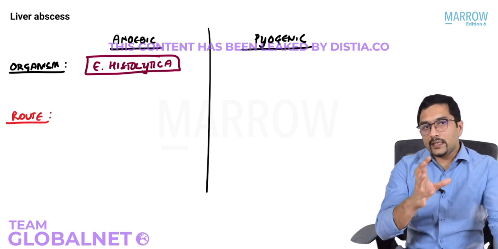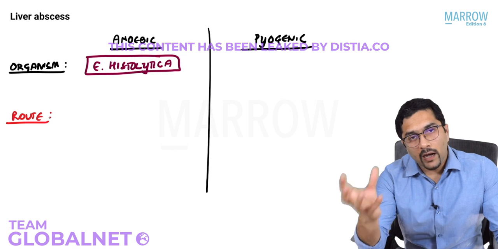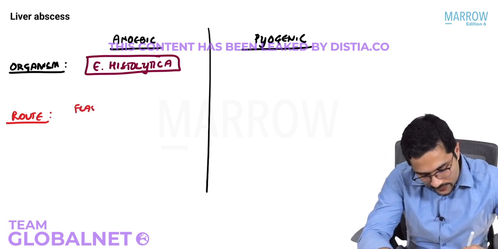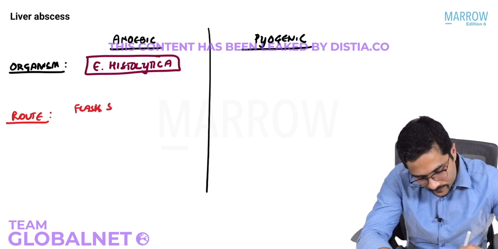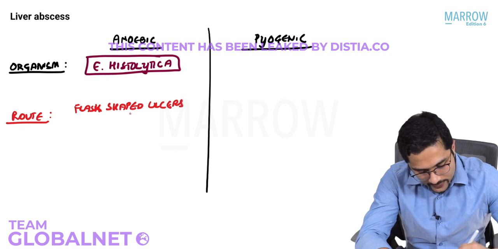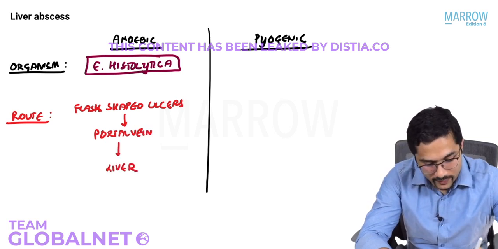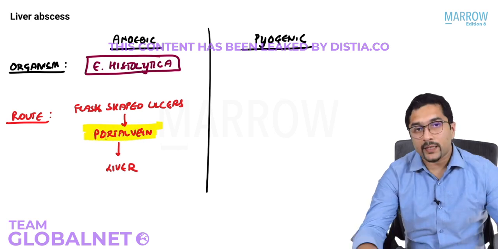You know that these would be there in the bowel, the flask-shaped ulcers. You have flask-shaped ulcers of Entamoeba, and it travels along the portal vein and reaches into the liver. So it spreads along the portal vein. This question has also been asked.